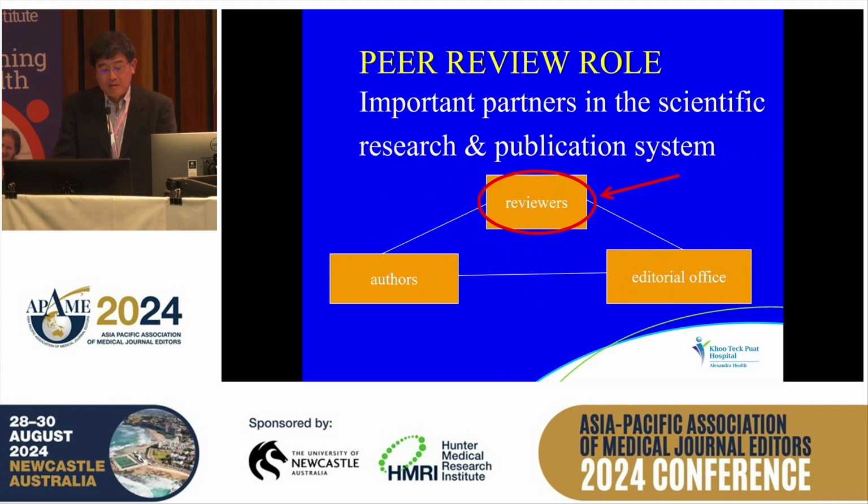So this simple diagram just shows that the reviewers are an important part of the whole scientific research and publication system. So we have the authors, researchers who produce the research and prepare the manuscript for publication. The editorial office coordinates and eventually gets the manuscript published and adding to the knowledge pool. And the reviewers are in between, helping the editor, advising the editor about the quality of the submitted manuscript.